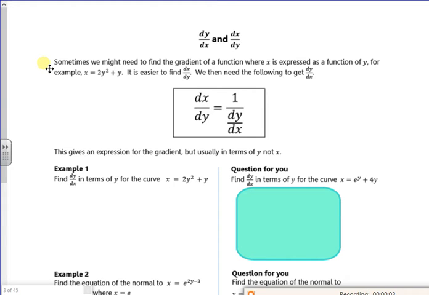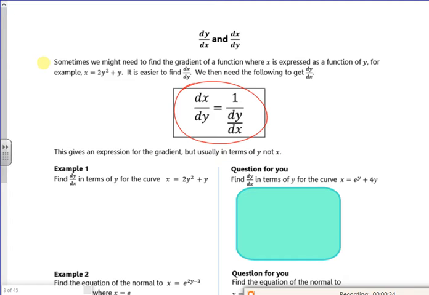So we're looking at pages 3 and 4 of the A2 Differentiation 2 pack. And this little bit is really neat actually. Sometimes you just can't get an equation with y equals, so you can't get dy by dx. But I can get something else as a differential equation, and then potentially just flip it, is the easiest way to do it. And that's what's been done here. Look, it's just flipped it.